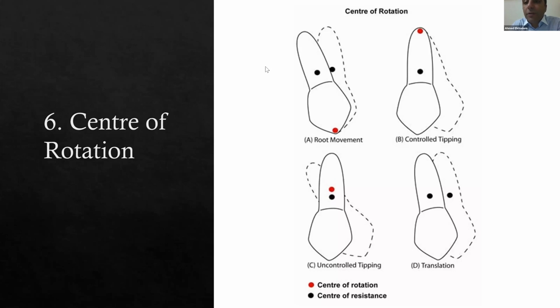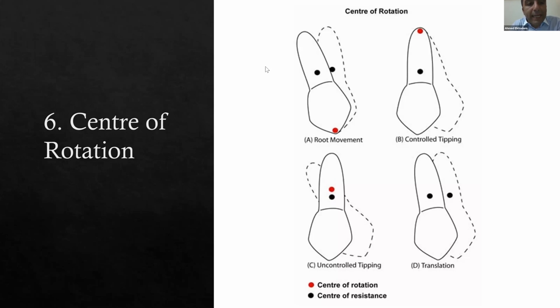This is the center of resistance, because I told you that the center of resistance does not change. Yeah, it's a fixed point. So the red dot is actually the center of rotation. Yeah, and it is the point that you would find the tooth have rotated about from the initial to the final stages. And you have 4 tooth movements: torque, controlled tipping, uncontrolled tipping, and translation.